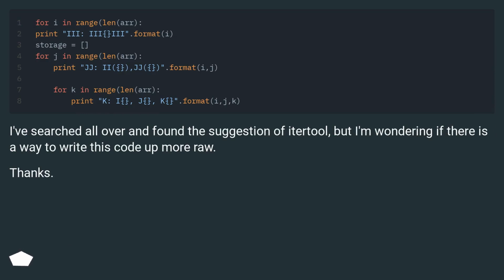I've searched all over and found the suggestion of a tool, but I'm wondering if there is a way to write this code up more raw. Thanks.